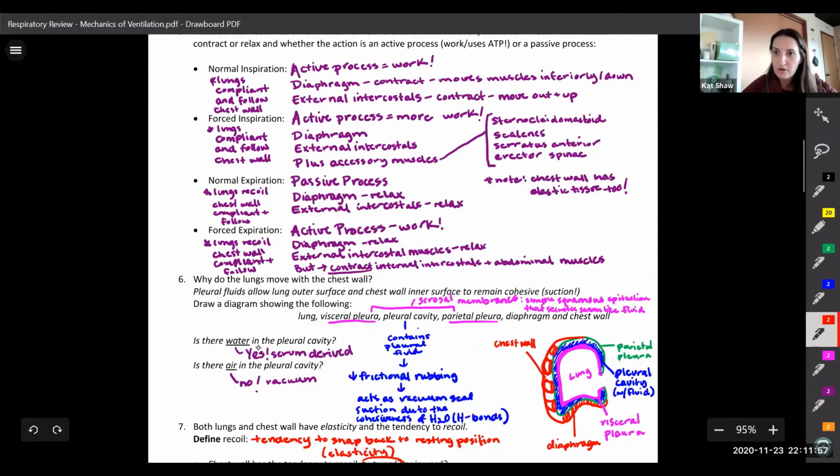So I asked, is there water in the pleural cavity? Yes, it's serum derived. It is vital to this vacuum that's being formed. Is there air in the pleural cavity? No, there should not be air in that space. Actually, we see later on that if we do get air in that space, then we break that seal and we can get either a complete or partial lung collapse. It's called atelectasis.